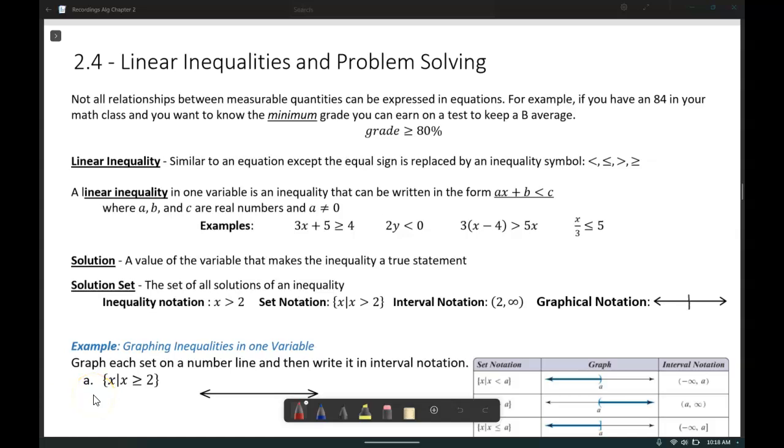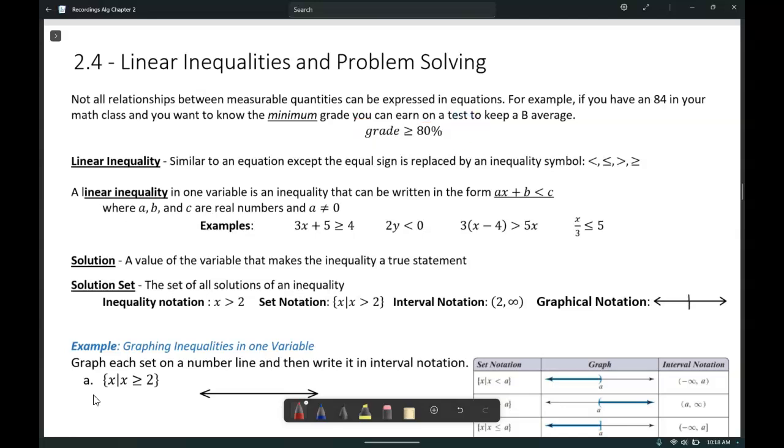Let's go ahead and cover a quick introduction to our next section on linear inequalities and solving problems related to those. Not all relationships between our measurable quantities can be expressed in equations. Sometimes we have minimums and maximums and ranges of values. For example, in your math class, you want to know the minimum grade you can earn on a test in order to keep a B average. And so we can represent this measurable relationship as your grade needs to be greater than or equal to 80%.